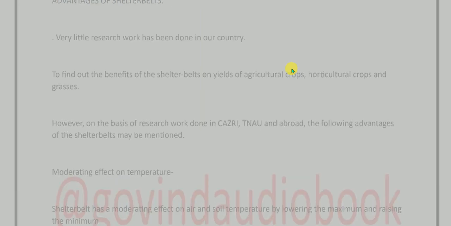Advantages of shelter belts. Very little research work has been done in our country to find out the benefits of shelter belts on yields of agricultural crops, horticultural crops and grasses. However, on the basis of research work done in CAZRI, TNAU and abroad, the following advantages of the shelter belts may be mentioned. Moderating effect on temperature. A shelter belt has a moderating effect on air and soil temperature by lowering the maximum and raising the minimum temperature during daytime.